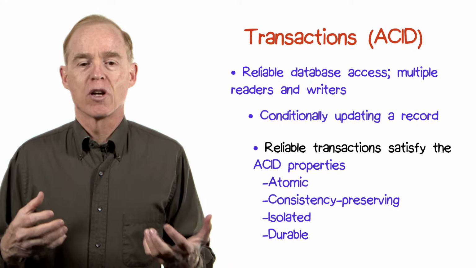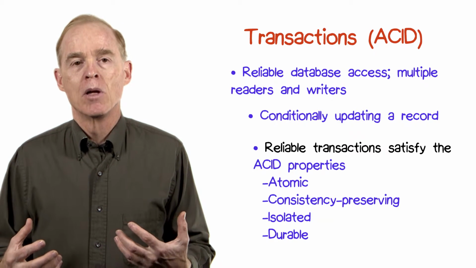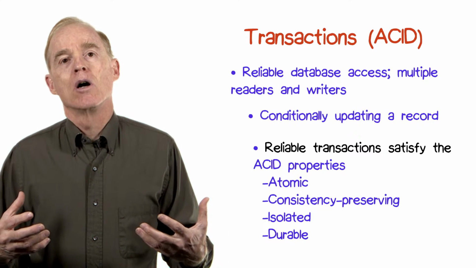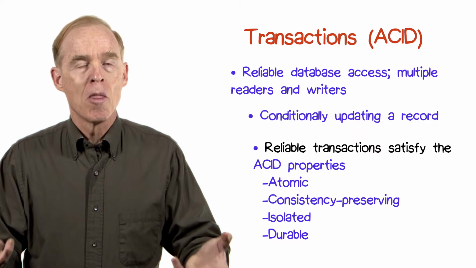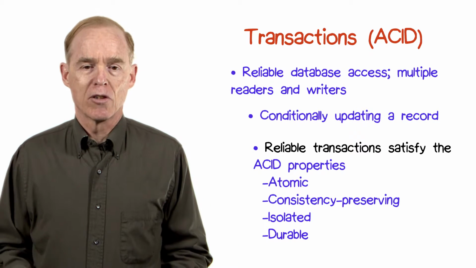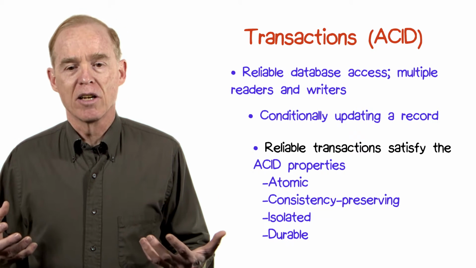The C stands for consistency, preserving, in the sense of database integrity. That is, if the database satisfied all its integrity constraints before your transaction, it will also satisfy them after your transaction. Third, the letter I stands for isolated.